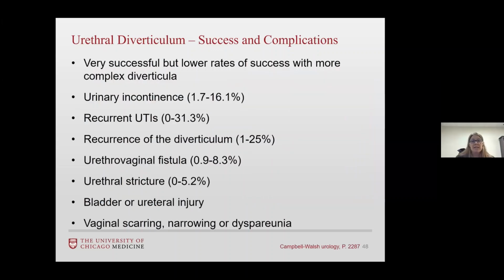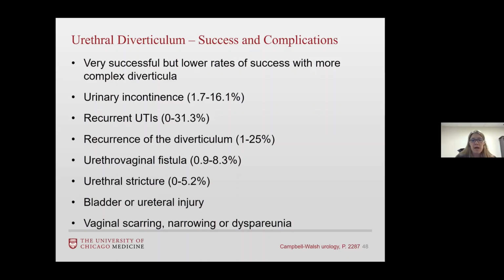So it's very successful, but obviously with those more complex diverticula, you're going to have lower rates of success. Urinary incontinence, within the literature, is about 1 to 16%. Recurrent urinary tract infections can still happen afterwards. You can get recurrence of the diverticulum, and that's ranged between 1 and 25%. One of the big things you worry about is a urethrovaginal fistula, and that's going to be 1 to 8%. You can also get urethral strictures, which is, again, 0 to 5%.